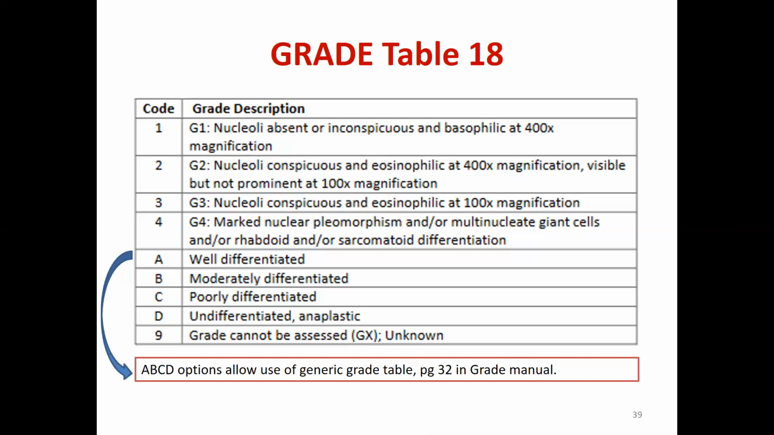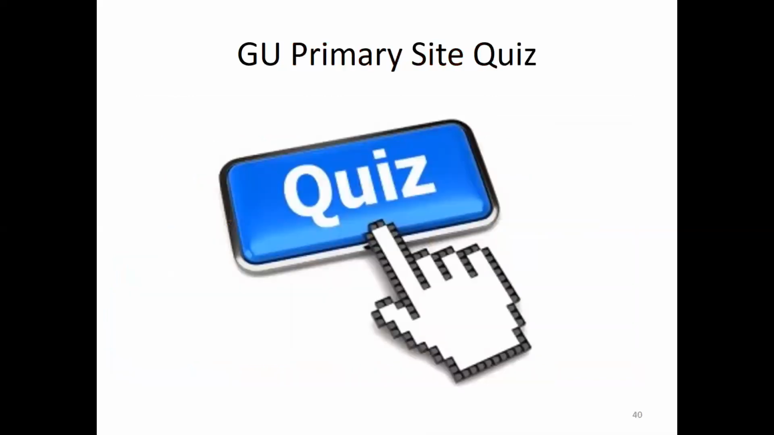Remember, the other urinary sites use a different grade table, and it did not include the A, B, C, D options. This ends the introduction video.